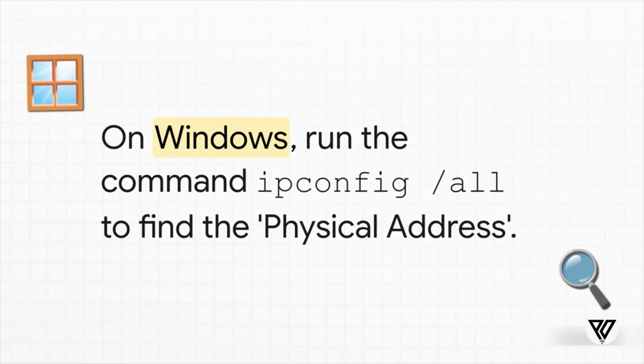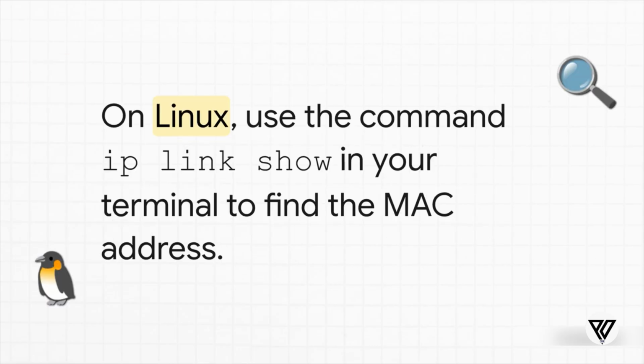Finding this fingerprint is a piece of cake. If you're on Windows, just open up your command prompt and type in the classic ipconfig /all. It'll spit out a bunch of info, but you're looking for the line that says physical address. That's your MAC. And for all you Linux detectives out there, your command is just a simple ip link show. That'll give you what you need. Just find that MAC address, match the first few characters to one of the known vendor prefixes, and bam, case closed.